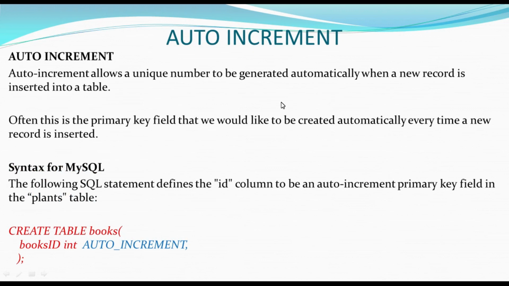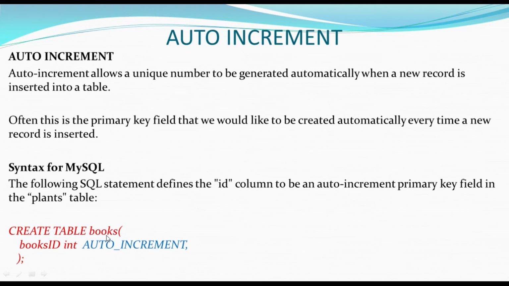Then we have auto increment. Auto increment simply means that when I'm creating records and I give the first record an ID of 1, the next record should increment automatically to 2. I don't need to type 1, 2, 3. The system will automatically increase the numbers for me.